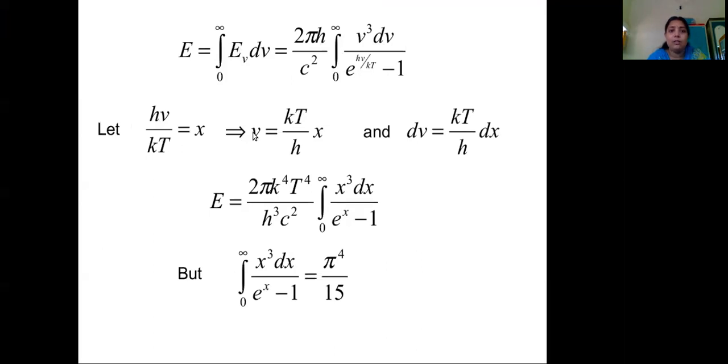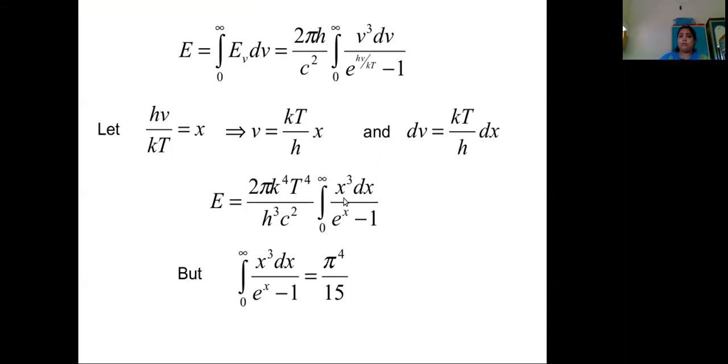So we get nu equals kT by h into x, and d nu equals kT by h into dx. Put them in this formula. So you will get a whole constant out, which already has a T to the power 4 in it. And in the integration, we had x cubed dx by e to the power x minus 1, integrating from 0 to infinity.